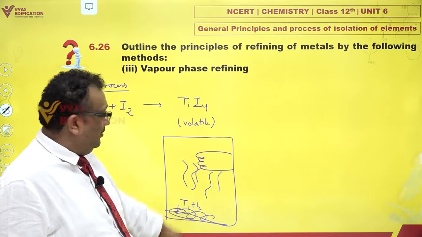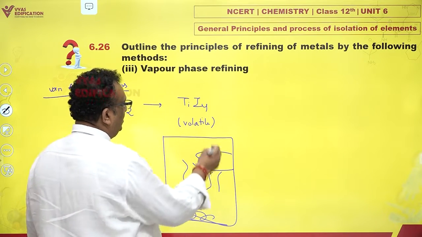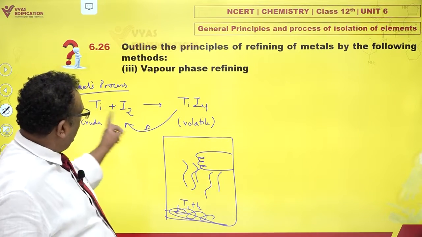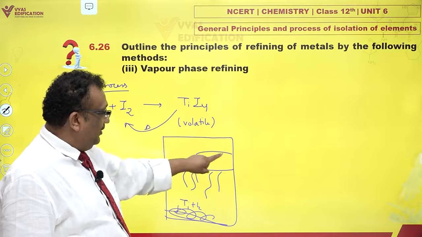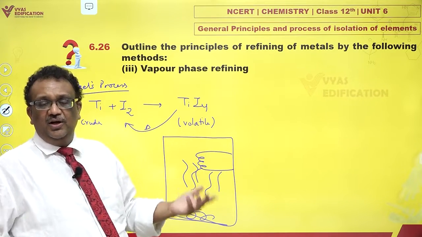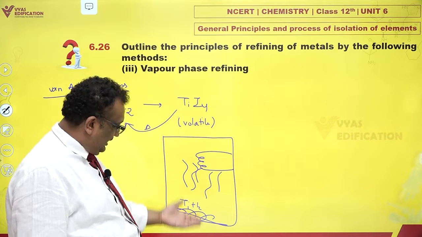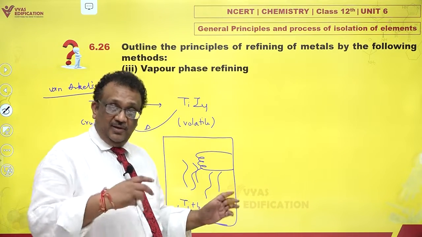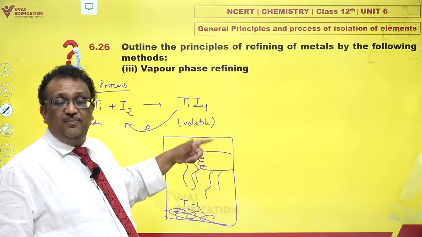And the moment it comes in contact with the hot filament, TiI4 breaks up. It decomposes back to titanium and iodine, and titanium gets stuck on the filament. Iodine is volatile, so it evaporates off, it again condenses, falls down. Again it reacts with more titanium, again it comes up, again titanium gets deposited here.